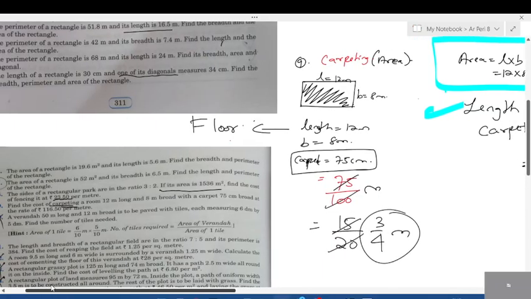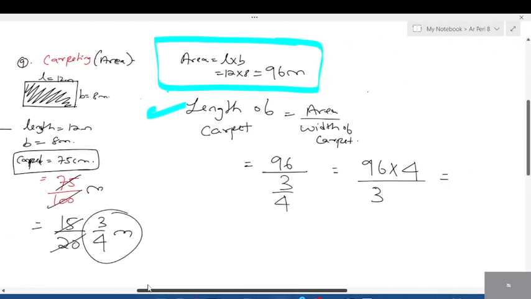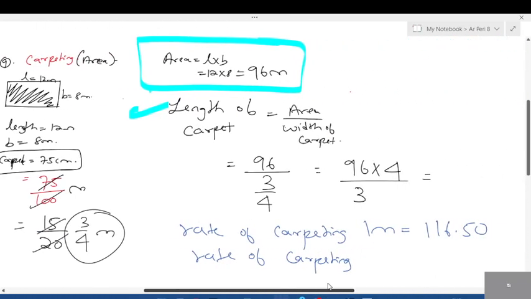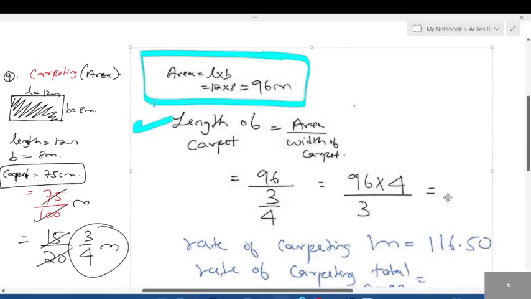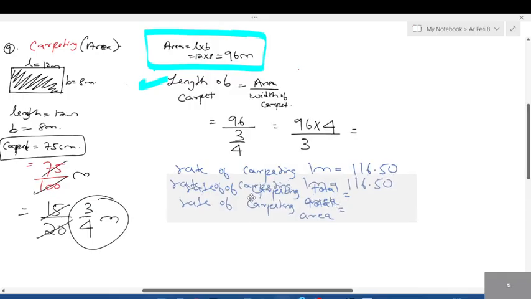116.5 per meter. 116.5. Reduce 3 and 96.